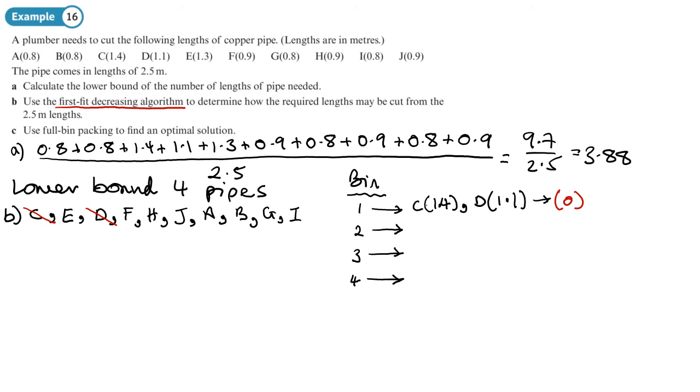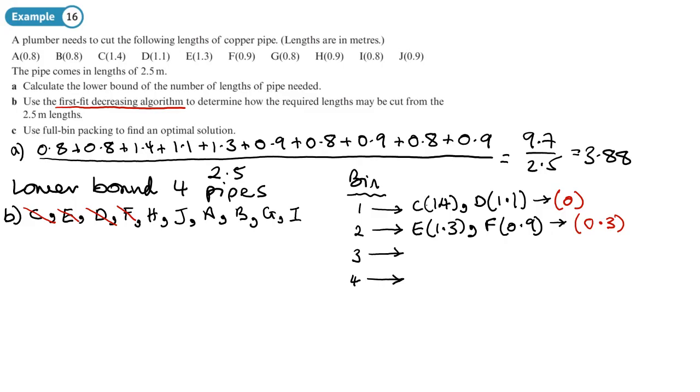So we're going to have E, which is 1.3. So we've used that. Then we go to F. F is 0.9, so that will fit fine. So F, 0.9. That is going to give us 2.2, so there aren't any other items that are going to fit into that. So if we've got 2.2, then we're going to have 0.3 meters of wasted pipe.